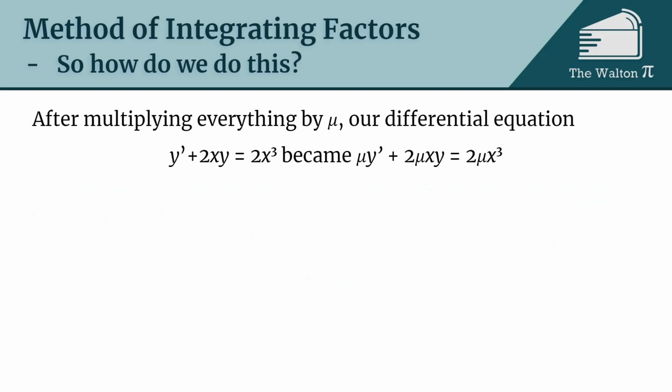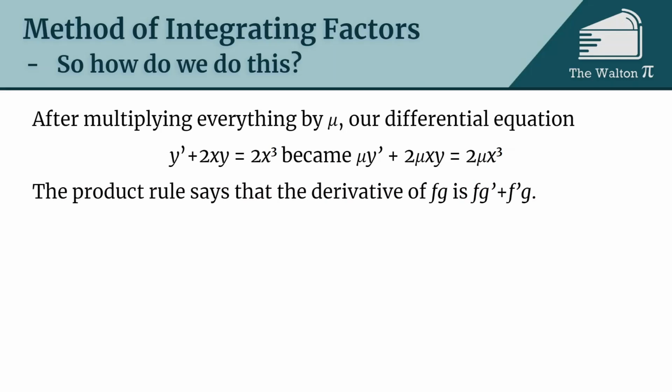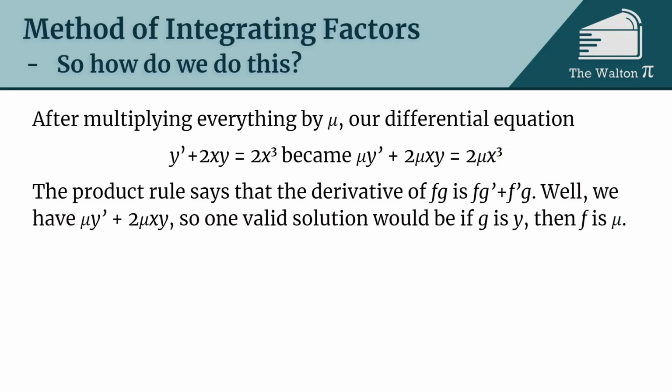So we have our differential equation and what it has turned into, and the product rule on a function f times g, the derivative of that is going to be f times g prime plus f prime times g. So one of those functions, f or g, we're going to want to call y. So let's just say that g is y. And so we have our mu y prime plus 2 mu x times y. So if g is y, then f is going to be mu from that first part, mu y prime. That's going to match up with f times g prime.